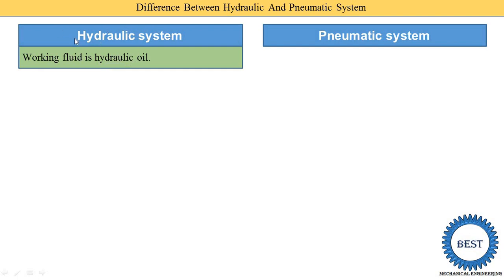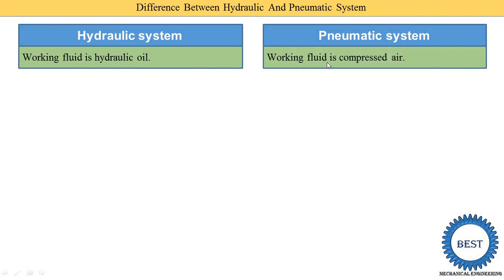Okay, so we already know that in a hydraulic system the working fluid is hydraulic oil. In a pneumatic system, the working fluid is compressed air or a compressed gas. A system in which compressed air or gas is used is called a pneumatic system, and a system in which pressurized hydraulic oil is used is called a hydraulic system.